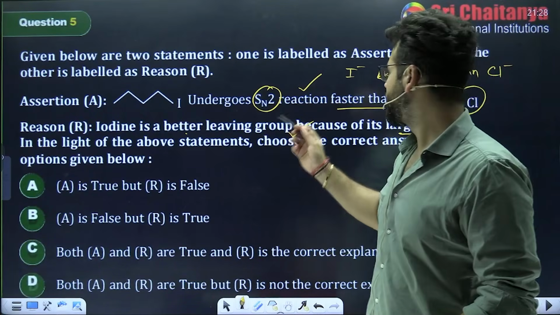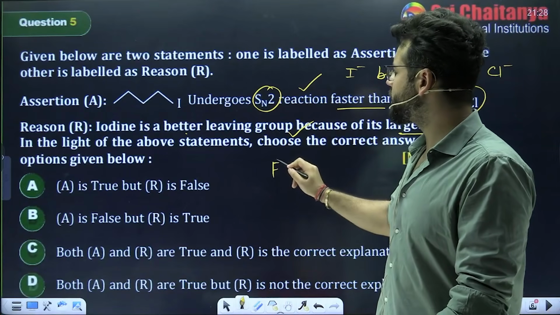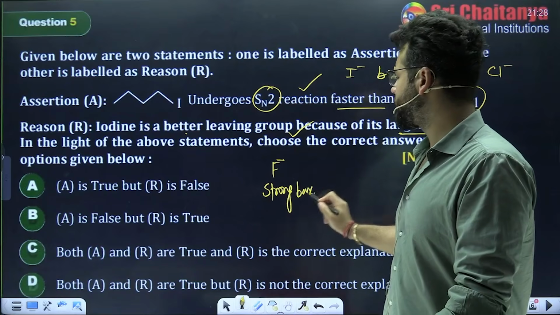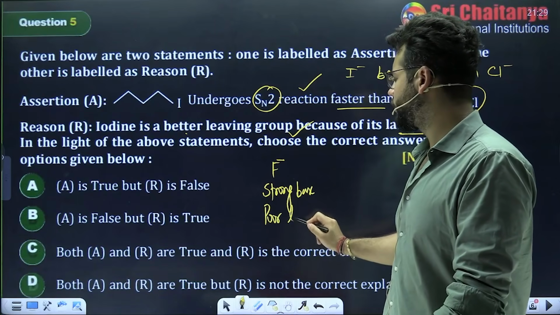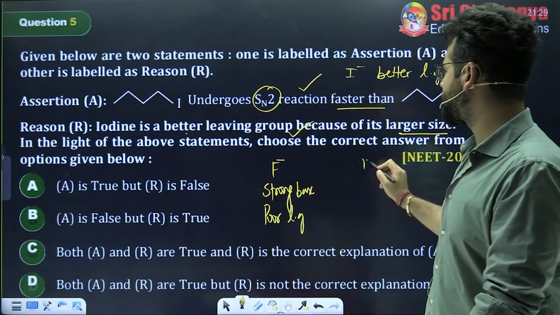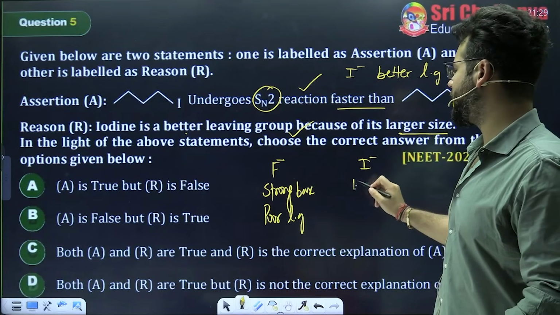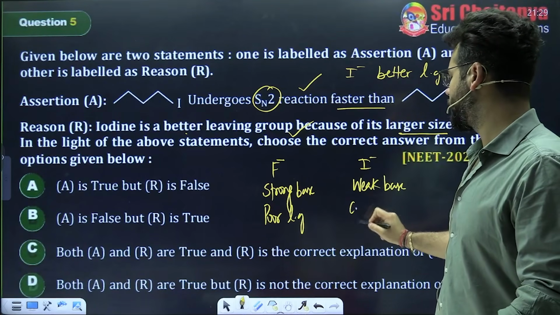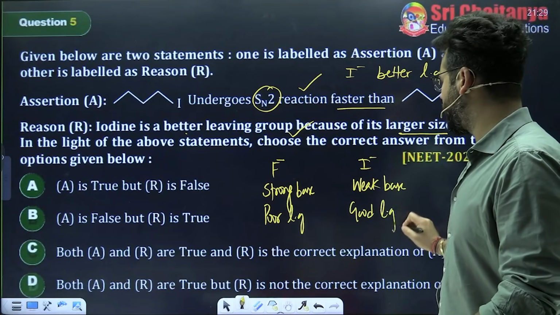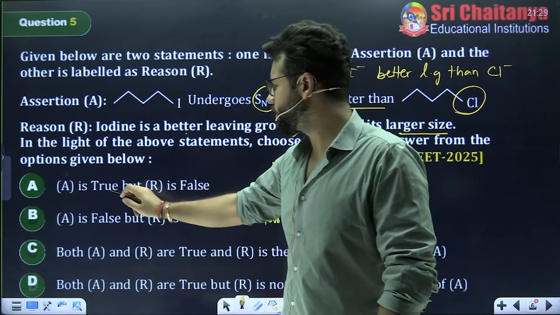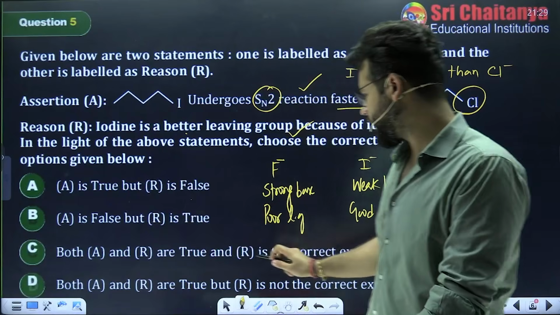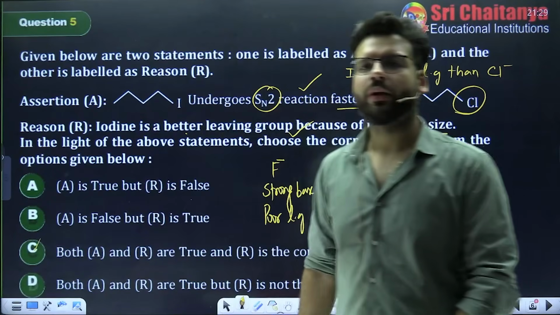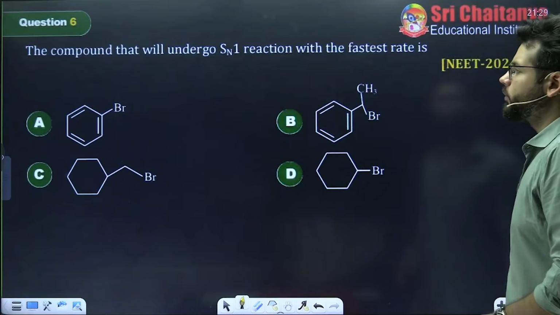So this is the final one. F minus is a very strong base because of its small size, that means it's a very poor leaving group, whereas I minus is a very weak base and it's the best leaving group out of the halides. So the assertion is correct, the reason is correct, and it's the correct explanation as well. A very good question from nucleophilic substitution.